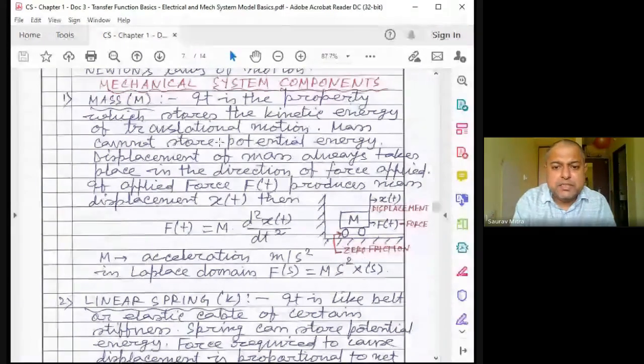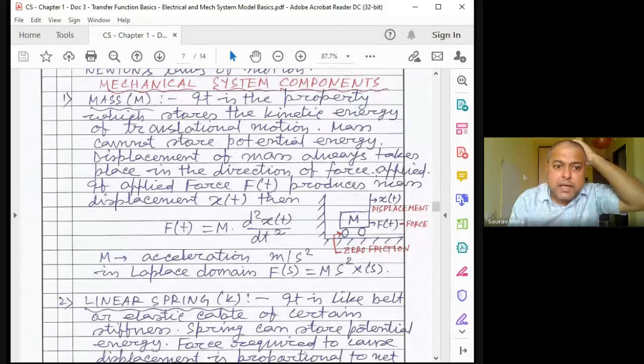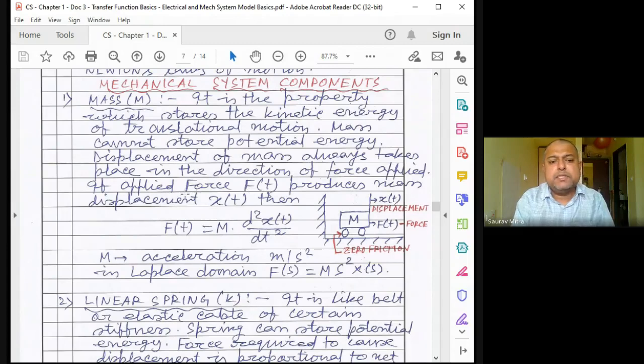Displacement of mass always takes place in the direction of the force applied. Whichever direction I am pushing it, it will move in that direction. If the force applied is f(t), here the f should be small actually, it produces the displacement x(t). The force is given in the forward direction, and it is displaced in the forward direction as x(t). Because in the time domain we represent it in small letters, this should be small f(t).